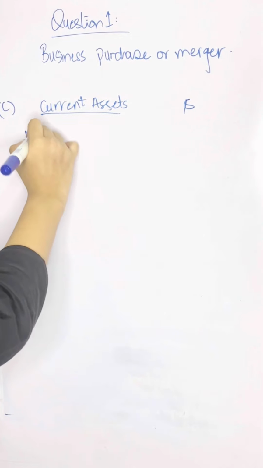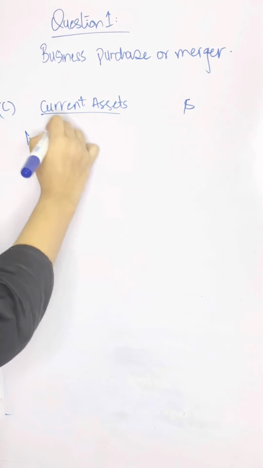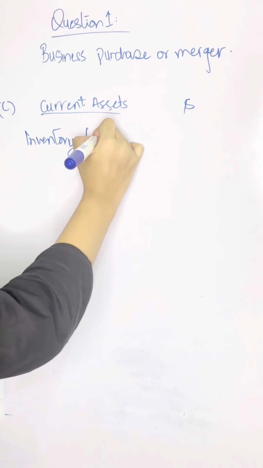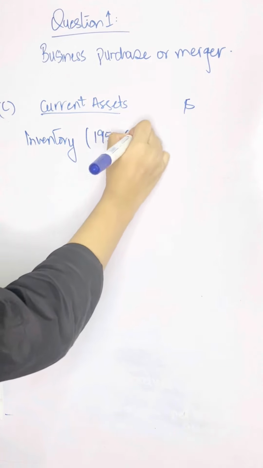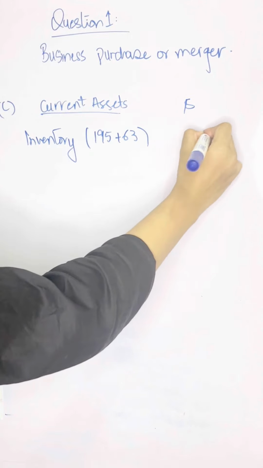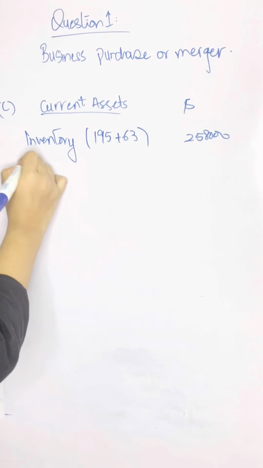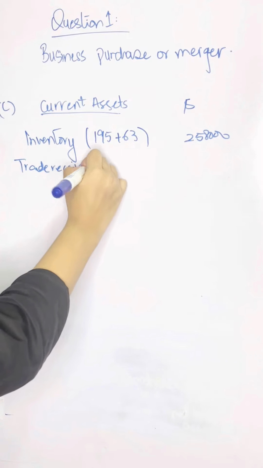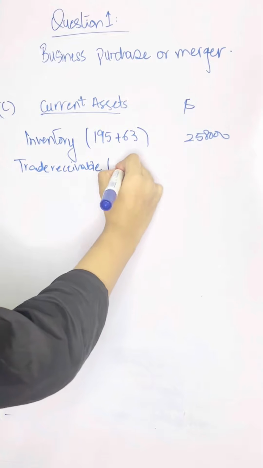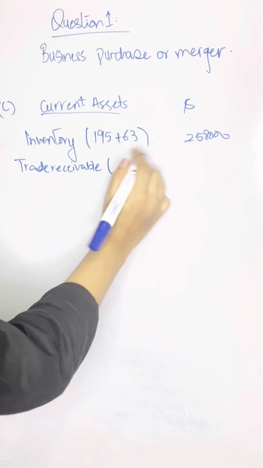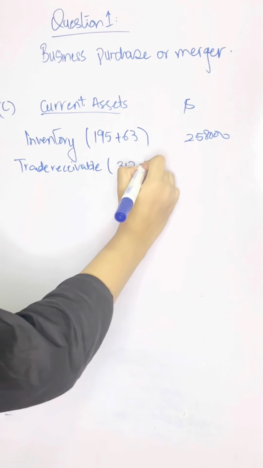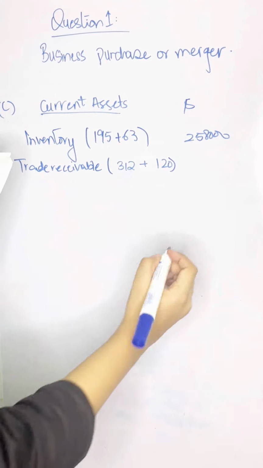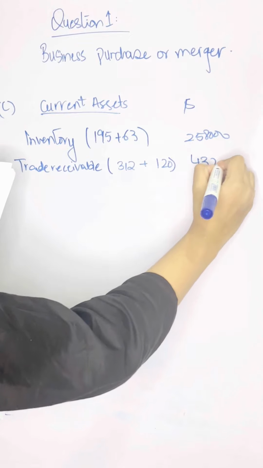Now after the goodwill adjustment, we are supposed to move towards the current asset section. First of all, we'll write the inventory. You are supposed to combine all the inventory of both the P Limited and the E Limited business. So it is 195,000 plus 63,000, which is a total of 258,000. Then you have the trade receivables. Here you will write the adjusted value, which means 312 were the existing trade receivables of E Limited plus 120 were after a 4% discount or provision, which is 432,000.